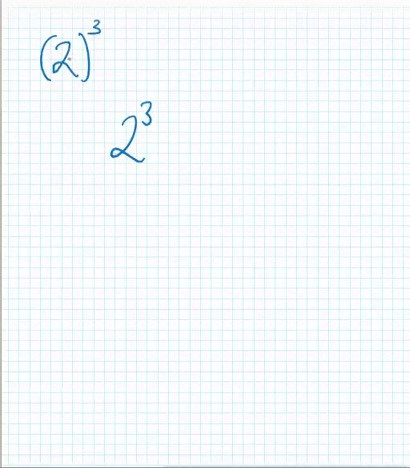Now, 2 to the power of 3 is just saying 2 times 2 times 2, 3 times, which will give us 8.